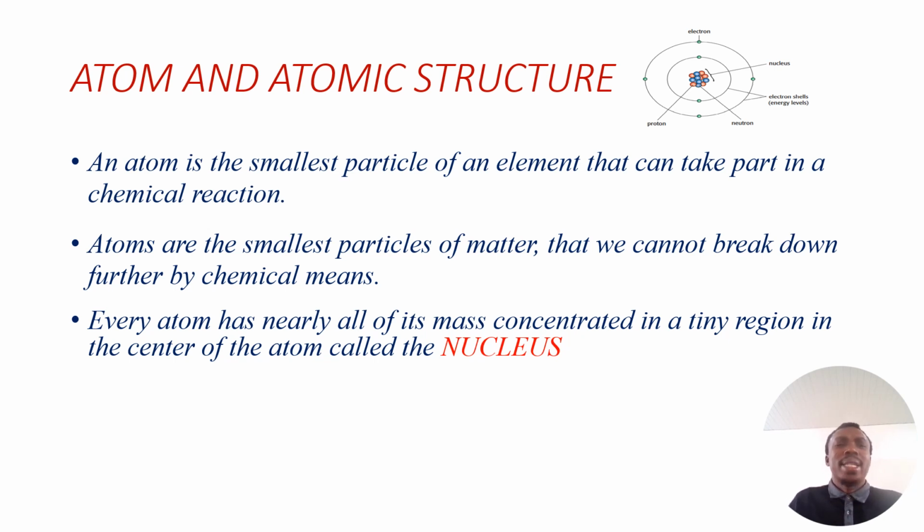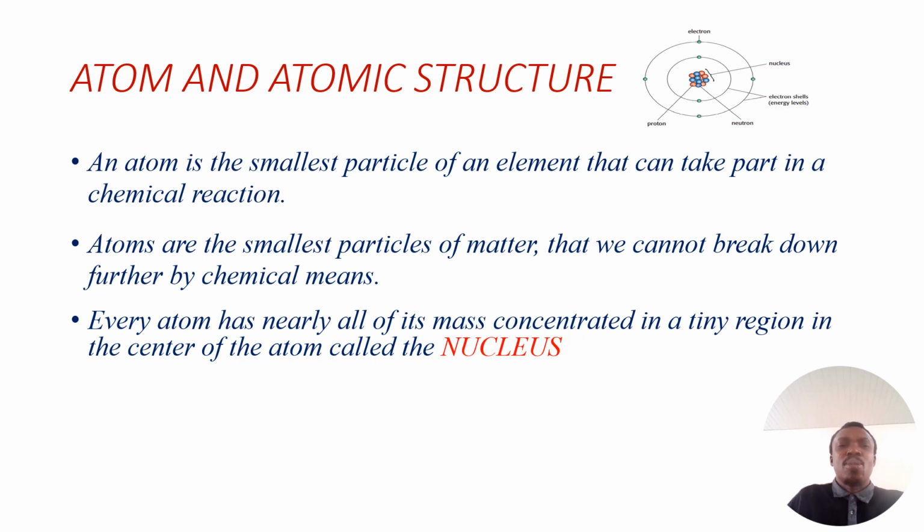Every atom has nearly all of its mass concentrated in a tiny region in the center of the atom called the nucleus. If you look at the atomic structure, there's a part that is called the nucleus. So the mass of an atom is concentrated in the nucleus of that atom. We're going to dissect the nucleus of an atom. We're going to look at the components, the composition, of the nucleus, what is inside the nucleus of an atom. That is where the mass of an atom is concentrated.